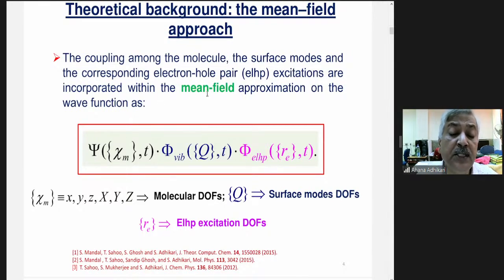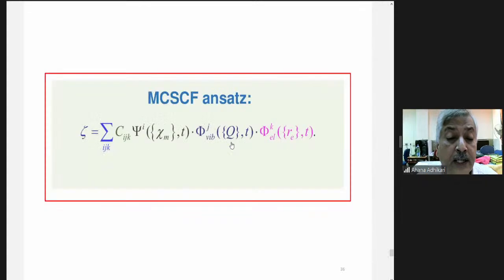So this approximation is called mean field approximation. If we do not consider the mean field approximation, what needs to be done? Actually, you need MCSCF-type ansatz. That means you have to consider higher configurations of the molecular degrees of freedom, molecular wave function, and the surface degrees of freedom, surface wave function, the so-called phonon modes, and the electron-hole pair wave functions.